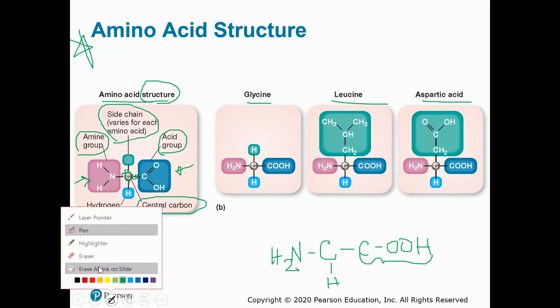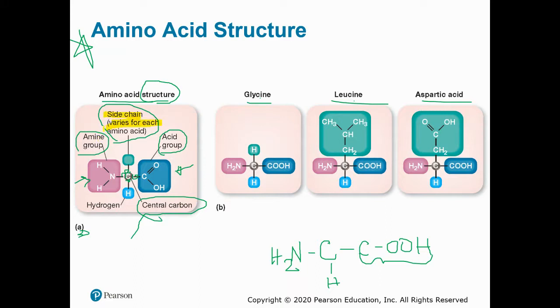And then what's different is this side chain. So the side chain, let me highlight this for you. The side chain varies for each amino acid. So this is how we get close to 20 different amino acids. Let's take a look here at the side chain for glycine. It's just another hydrogen. Isn't that interesting? The side chain for leucine, we have 4 additional carbons with their associated hydrogens. And the side chain for aspartic acid is another carbon with actually another carboxyl group. Interesting. So the side chain is really important because that's what makes each different amino acid.